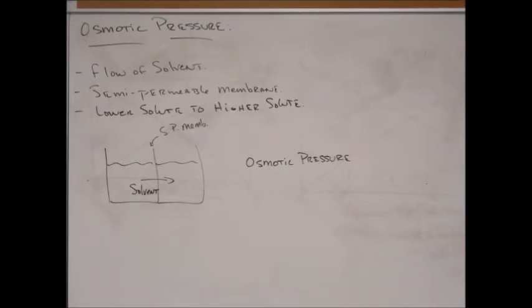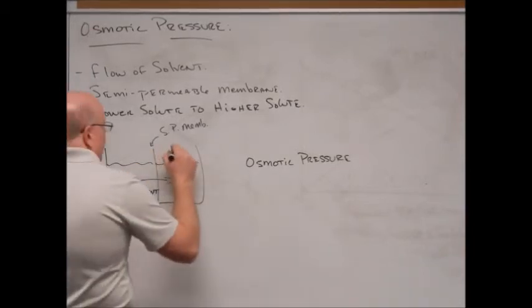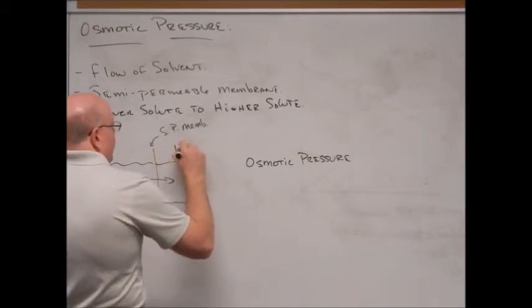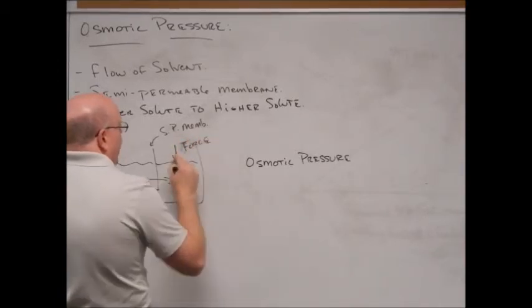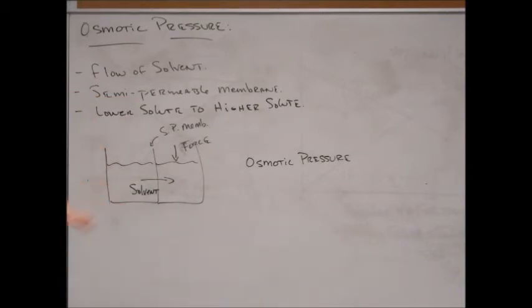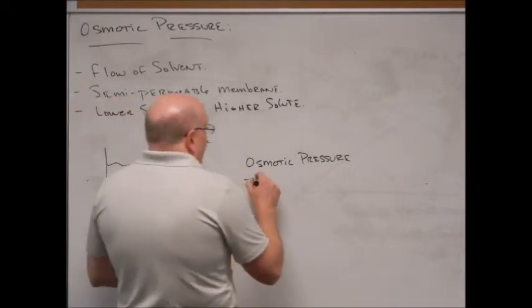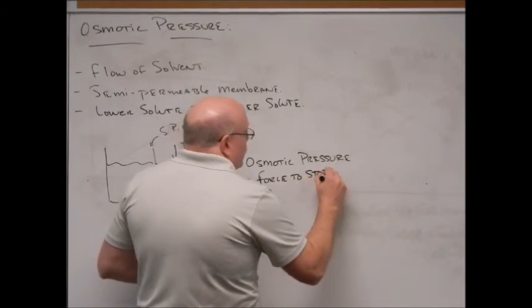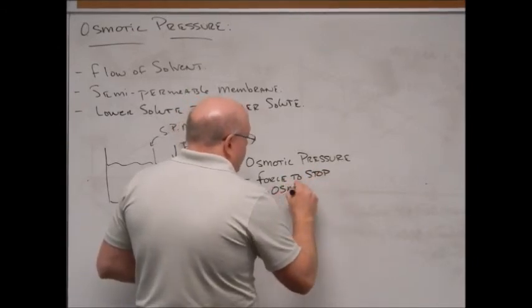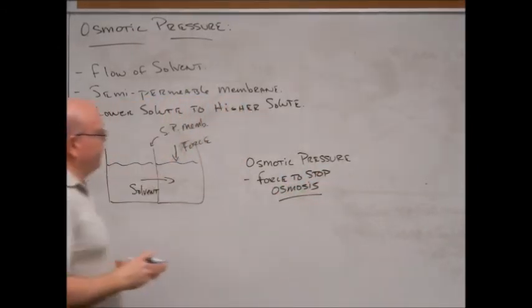The only way we can measure that is if we just apply a force. We have a force pushing down on the side where the osmosis is going to. We can effectively put enough force there to stop osmosis. Osmotic pressure is that pressure. It's the force to stop osmosis. That's what we look at.